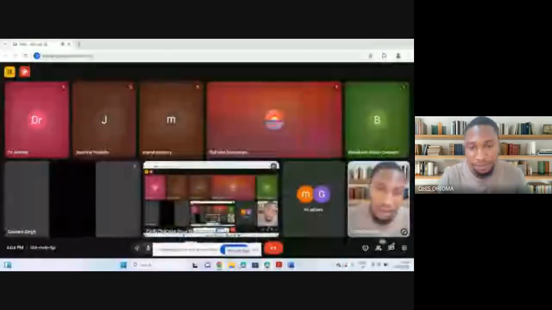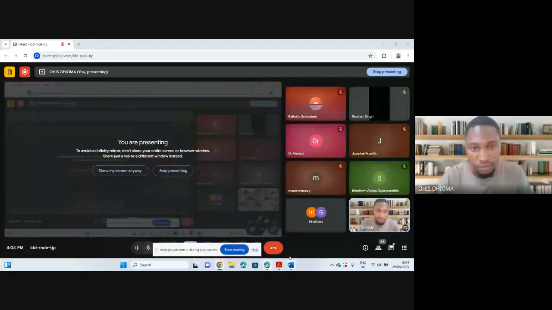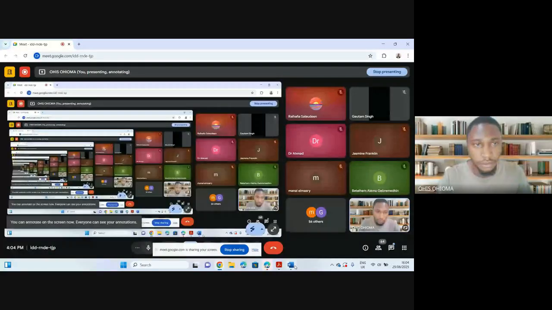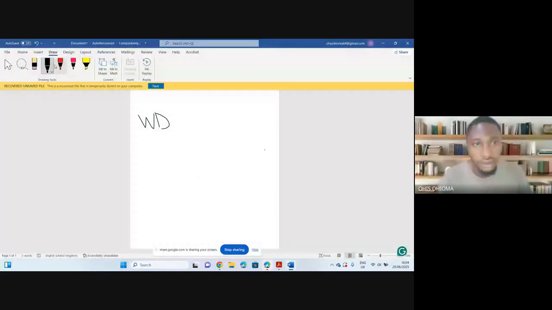So for Wilson's disease, basically the part of the brain that is affected is the lentiform nucleus. And this disease is known as hepatolenticular degeneration.